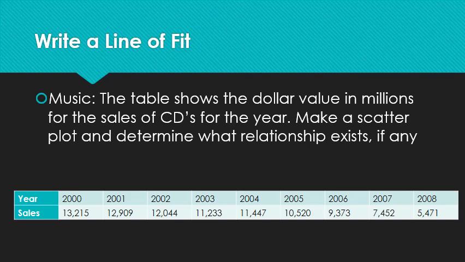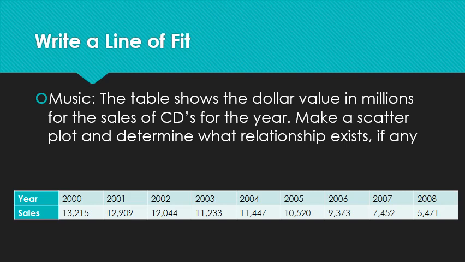But let's start off here, and this corresponds to example 2, which is on page 248 and at the top of page 249. And the data that we're going to be looking at is actually at the top of page 249. And so this deals with music. And it says here that the table shows the dollar value in millions for the sales of CDs for the year. Make a scatter plot and determine what relationship exists, if any.